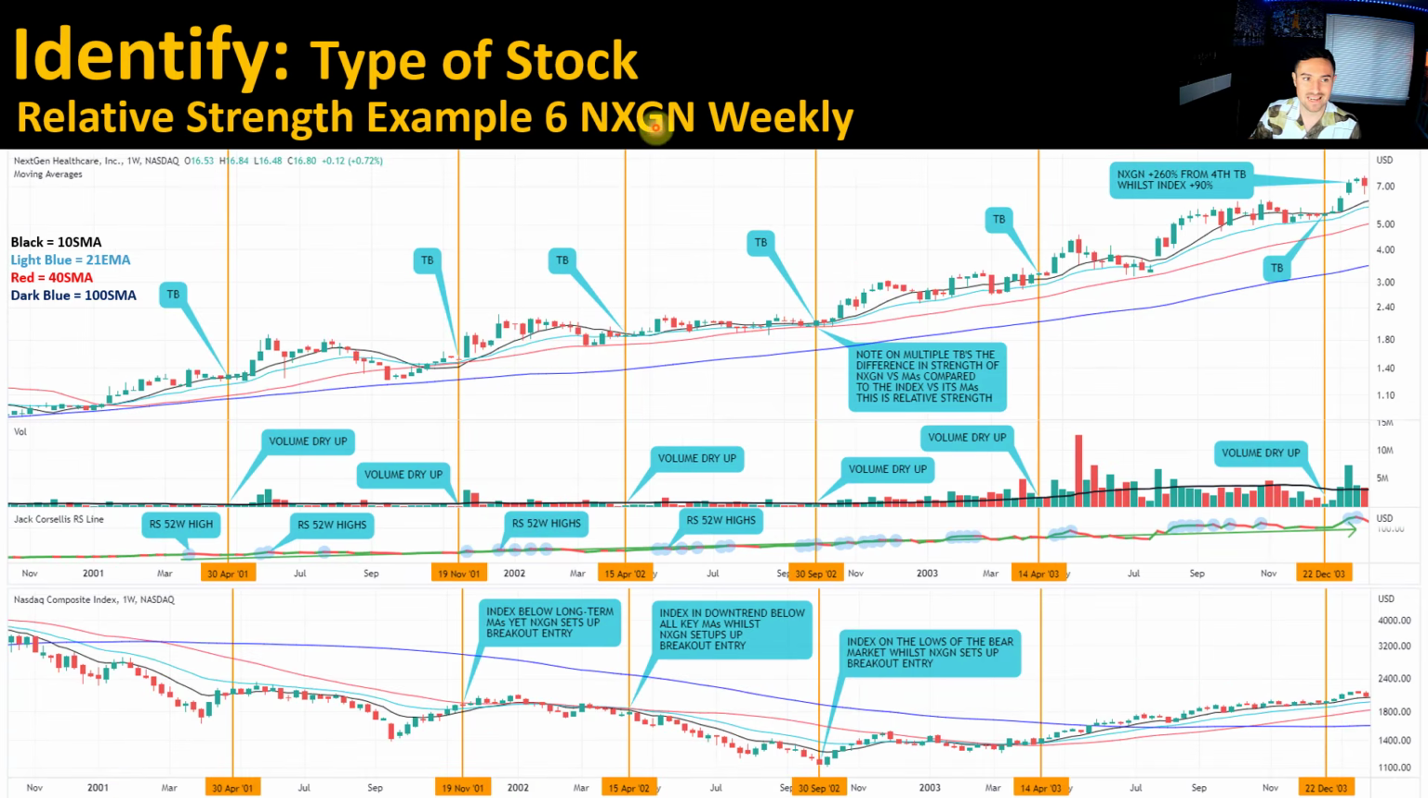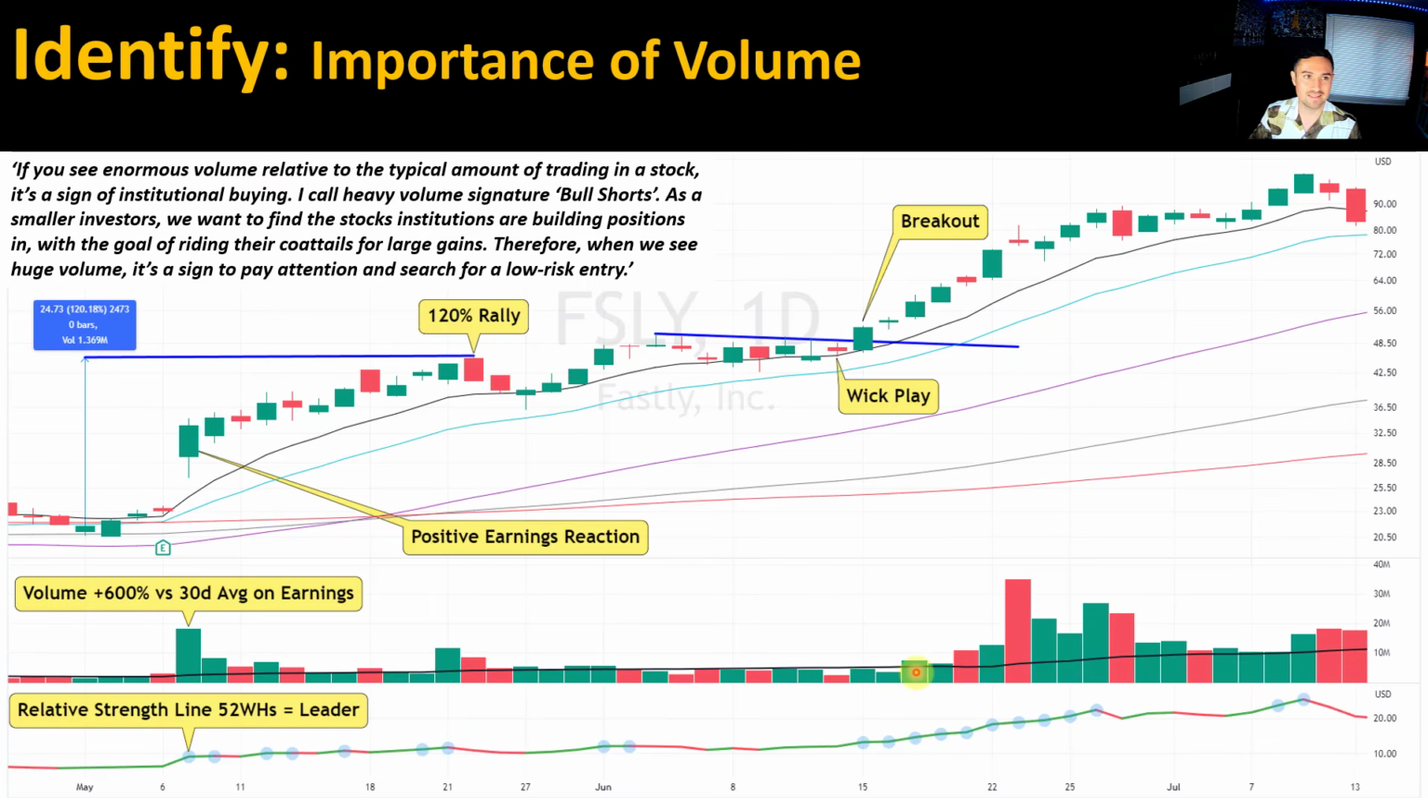Here again, this is NXGN, a stock you probably never heard of, but look what it was doing. Higher high, higher low, higher high, higher low, higher high, higher lows, tightening up in here. What's the index doing? Lower lows, lower highs, lower lows, lower highs, lower lows, lower highs. This is the relative strength point. Focus on the relative strength that ticks the CAN SLIM criteria.